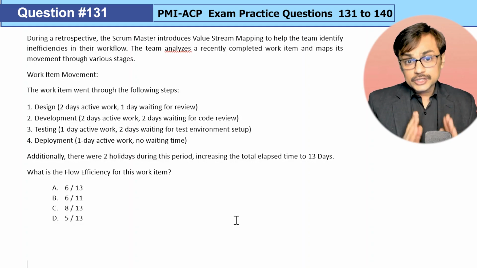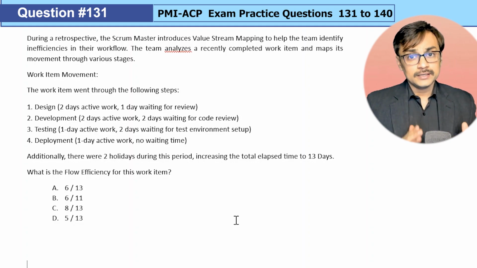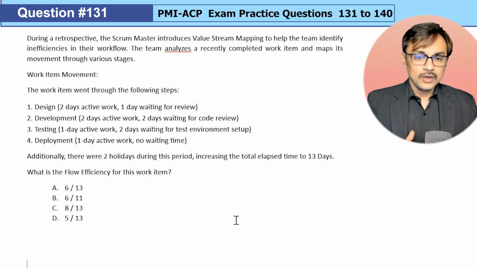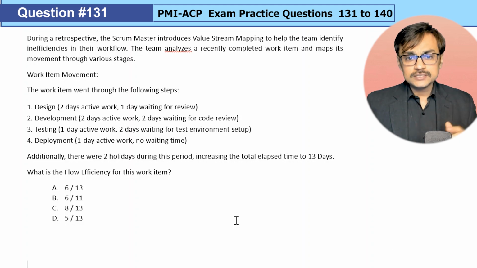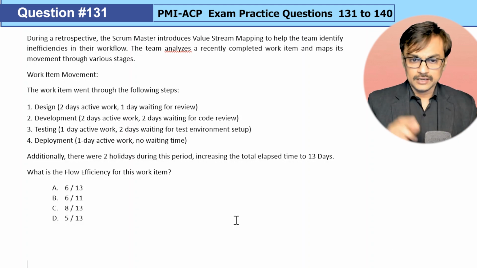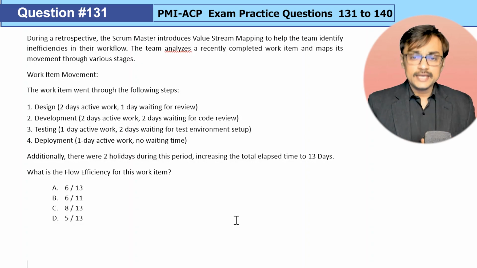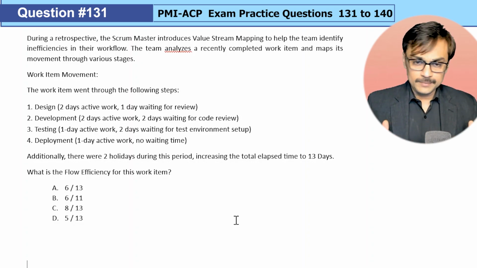Now, what is the denominator? Here there is a little trick. Should I divide by 13 days, which is the total elapsed time that includes holidays, or should I divide by 11 days? What is 11 days? Value added plus the waiting time given here: 1 plus 2 plus 2, there are 5 days of wait. So if I divide 6 by 5 plus 6, it becomes 6 by 11. And A is focusing on 6 by 13, which includes the holiday time as well.